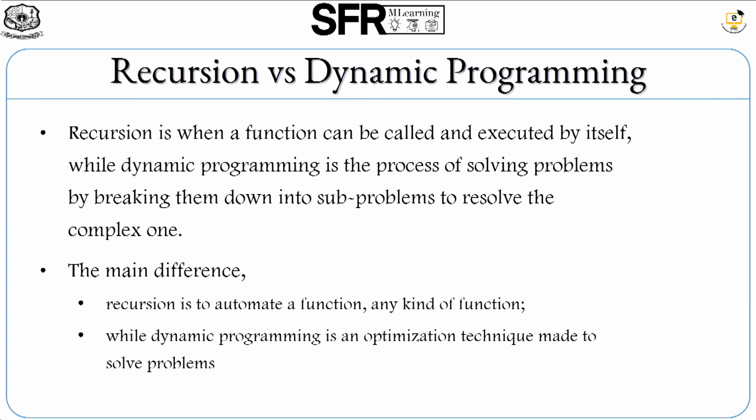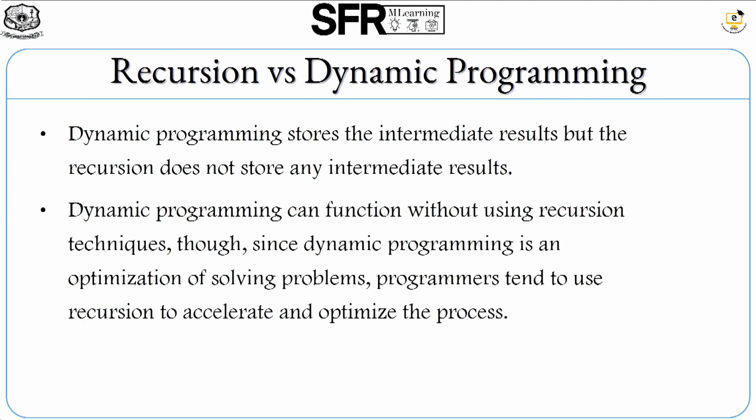Let's see. Recursion is nothing but a function that calls and executes itself. But dynamic programming is the process of solving a problem by breaking it down into subproblems to resolve the complex one. The main difference is that recursion is an automatic function, and we can use any kind of function in a recursion manner, but dynamic programming is an optimization technique to solve complex problems. In dynamic programming, we store the intermediate results in a table, right?